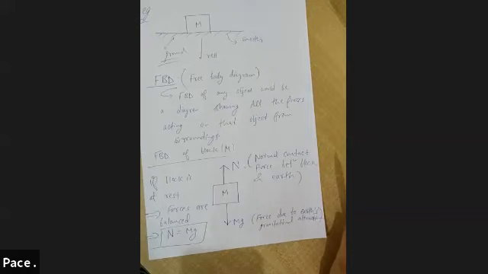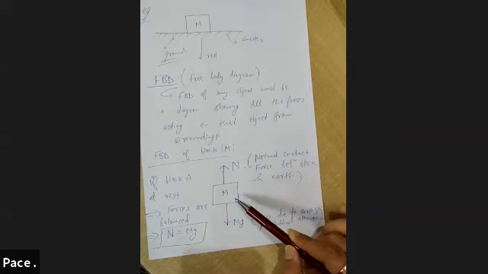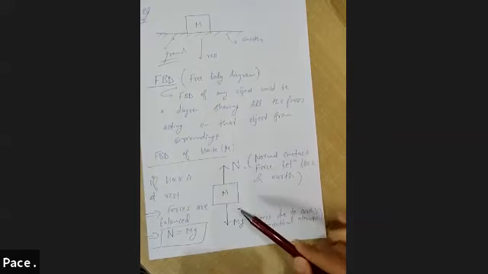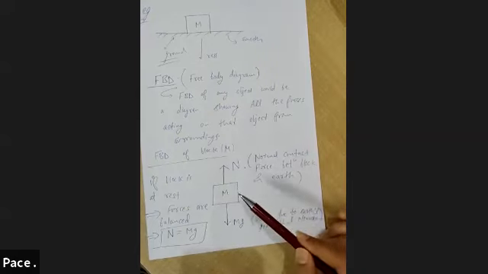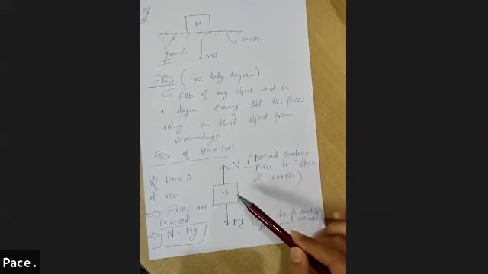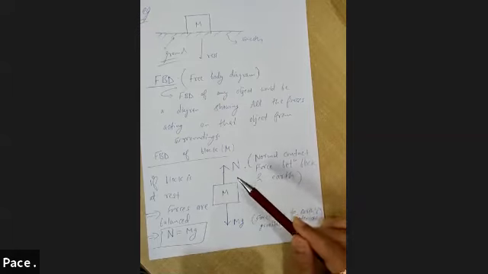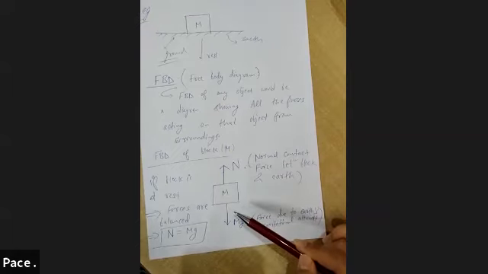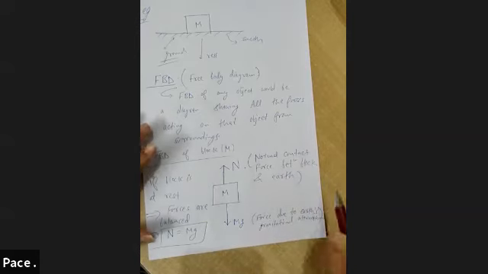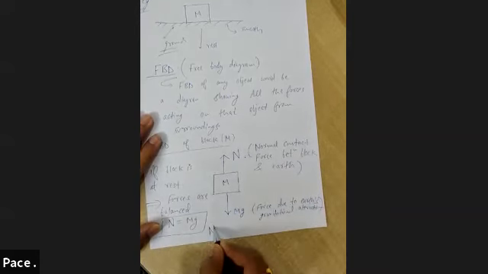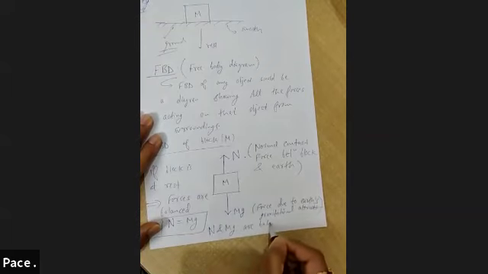It's true that action reaction forces will always act on two different bodies, but here I have drawn FBD of a single body, and both the forces are acting on a single body. This normal as well as mg, both are acting on a single body. That's why they cannot form an action reaction pair, whereas normal and mg are balancing forces. So here I can write down that normal and mg are balancing forces.